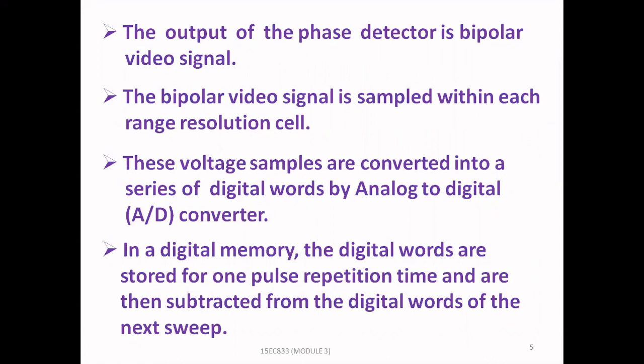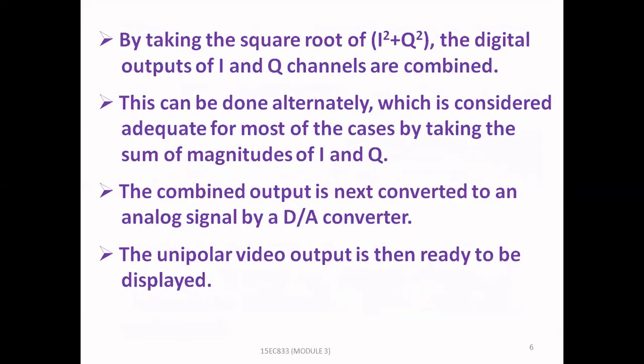These voltage samples are converted into a series of digital words by the analog to digital converter, or A to D converter. In a digital memory, the digital words are stored for one pulse repetition time and are then subtracted from the digital words of the next sweep. By taking the square root of I squared plus Q squared, the digital outputs of I and Q channels are combined. This can be done alternatively, which is considered adequate for most cases, by taking the sum of magnitudes of I and Q. The combined output is next converted to an analog signal by a digital to analog converter. The unipolar video output is then ready to be displayed.